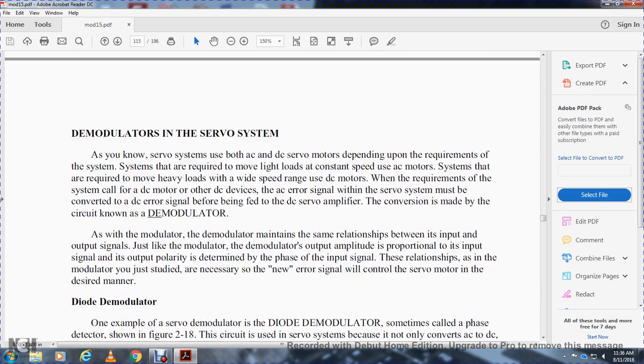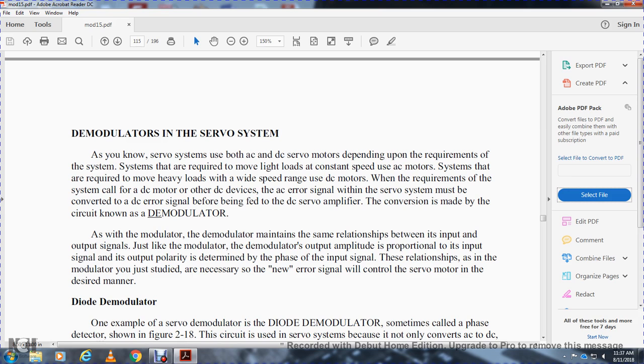Now, demodulators in the servo system. As you know, the servo system can be both AC and DC servo. The motor, depending on the requirement of the system, will move a light load at constant speed with an AC motor, while a system requiring a heavy load with a wide speed range will use a DC motor. For the DC motor, the AC error signal from the servo system must be converted to a DC error signal before being fed to the DC servo amplifier. The conversion is made with a circuit called the demodulator.